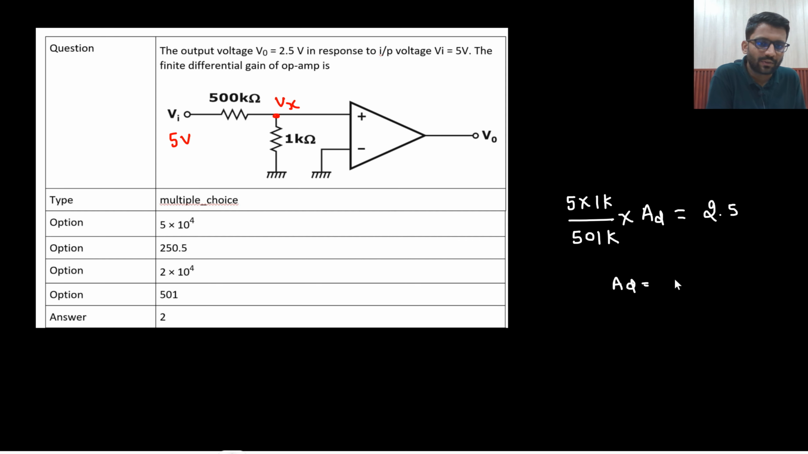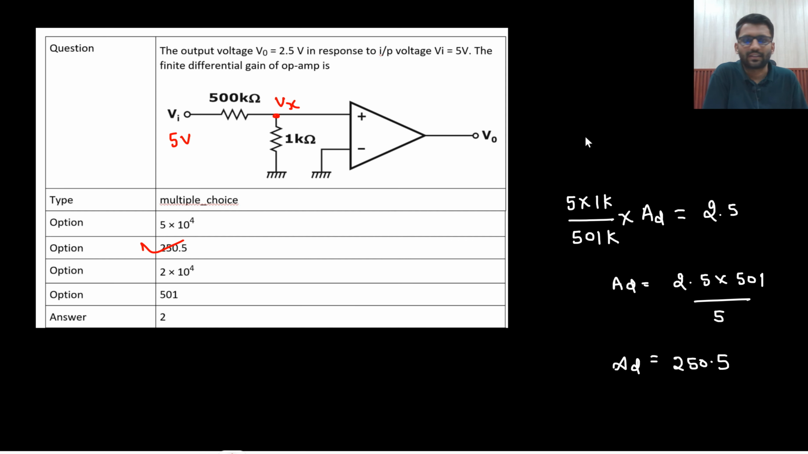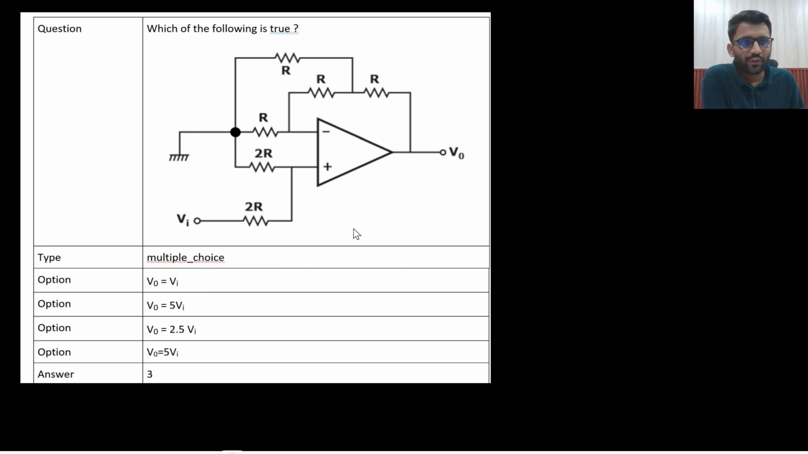So AD would be equals to 2.5 into 501 by 5. So that would be equals to 250.5. That's it. This is your AD. 250.5. That's it. That's your answer. Okay. Very easy. You just need to find the differential. Here also you need to find the gain only. So people will be solving it, but some people will take time. Some people will solve it quickly.